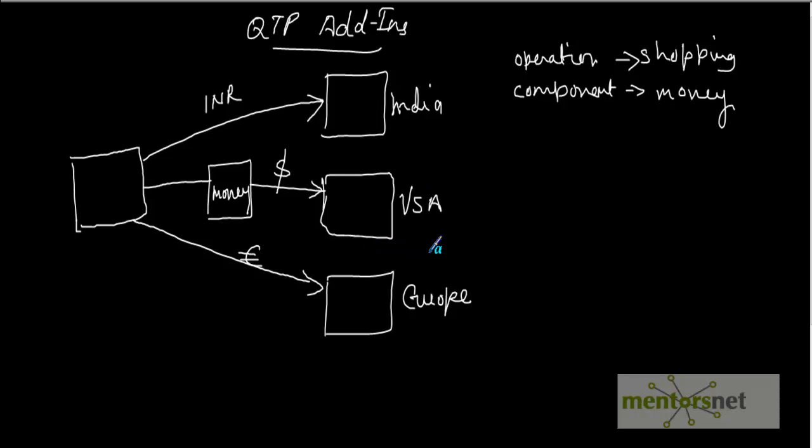This is a simple example. Now relate the same thing to add-ins. Suppose this is QTP and I want to do recording in three different applications. Let's take the first as a web application, the second as a Swing applet written in Java, and the third as a desktop application written in .NET. So this person wants to do recording in these three different applications.